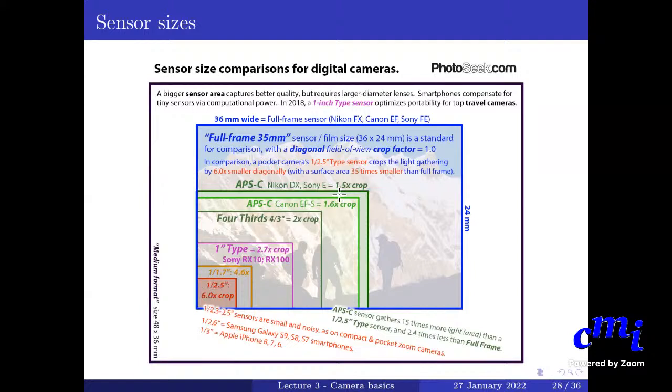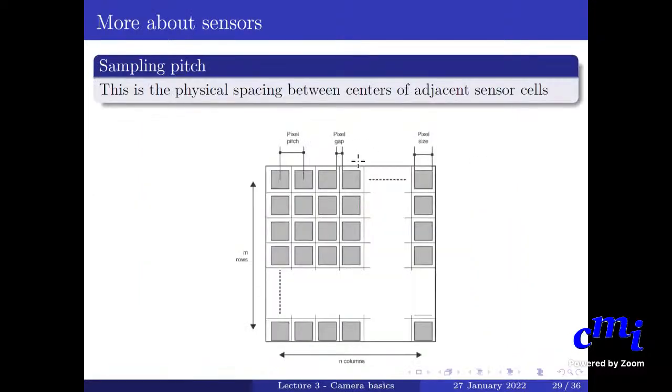Of course, as the sensor size increases, the quality of the image is going to increase. But one thing to remember is that it is not a direct proportion. Big sensor size does not directly imply very good quality, as we'll see, because there are other factors that also come in. So let's talk about those other factors.